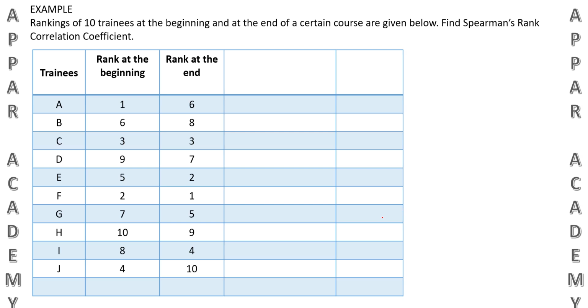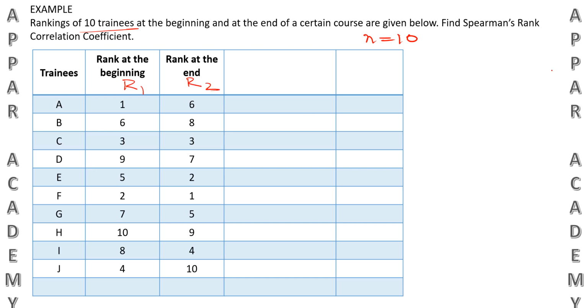data. So that was a very simple example. Over here we will find out how to compute it. So rankings of 10 trainees at the beginning and at the end of a certain course are given below. Find Spearman's rank correlation coefficient. 10 trainees means, let's just start writing out the information. N is equal to 10. Right? Okay. So we have rankings at the beginning. Ranking at the beginning is R1 and let rank at the end be R2.